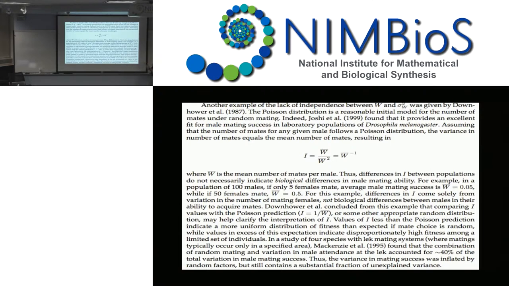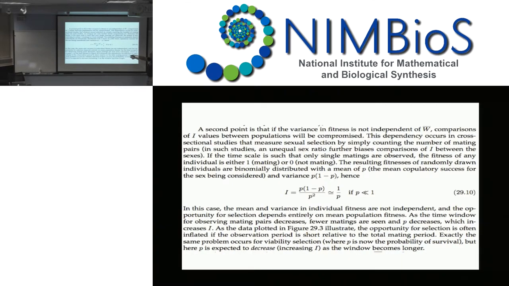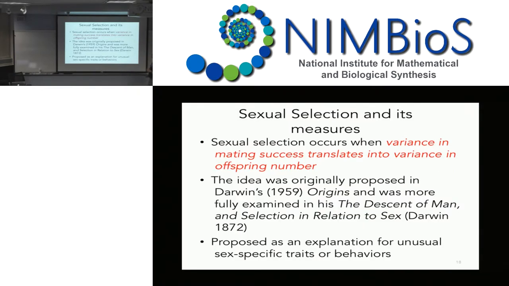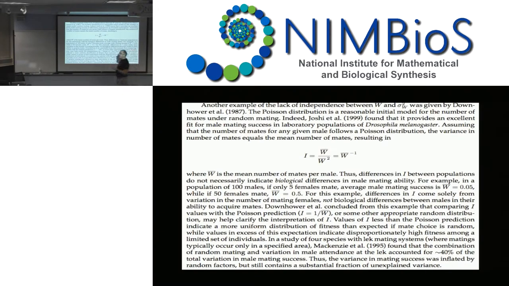And again, this is one of these issues where the measurement of I is no longer independent of W bar. Same thing over here, that's basically W bar. So you want a measurement of I that's independent of W bar. Otherwise, as W bar changes, independent of the spread about that W bar, your opportunity for selection is going to change. So that's one of those caveats for using opportunity for selection: you have to have consistent measures.